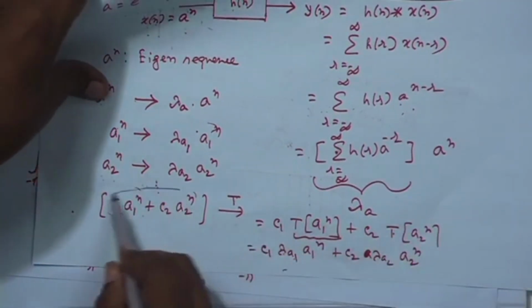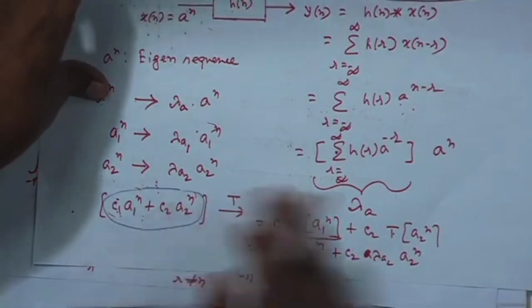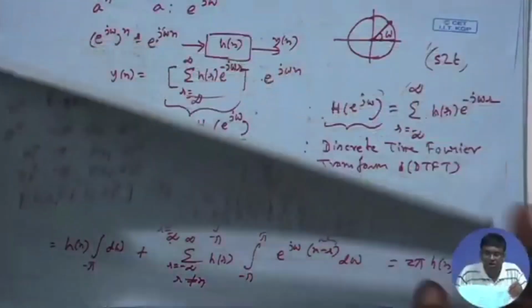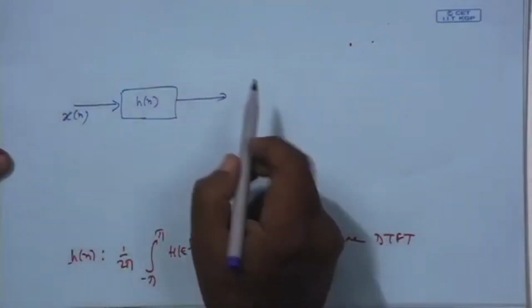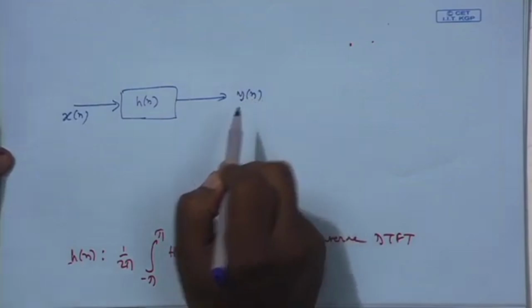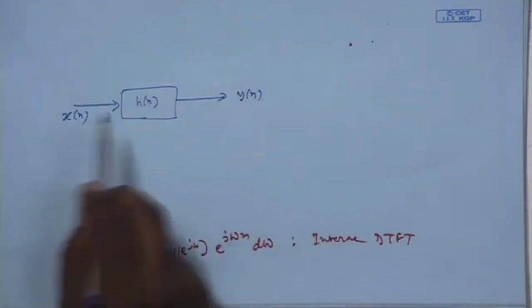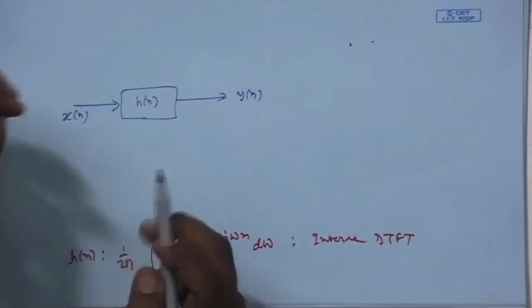But if I do not have an x[n] that is a linear combination of eigen sequences, if it is arbitrary x[n], then can I still use this fact? This will give me the answer. Now suppose I have got an arbitrary x[n], and I have to find out y[n]. One way is to carry out convolution. Suppose I do not want to carry out convolution.